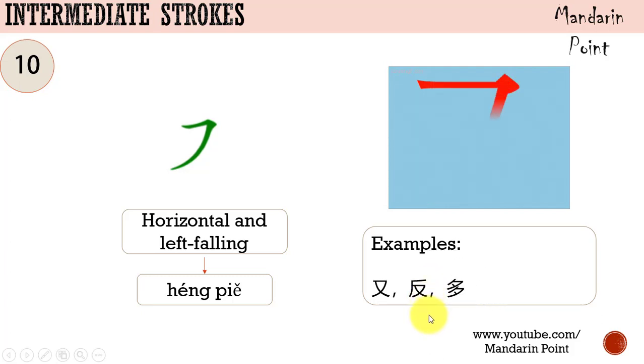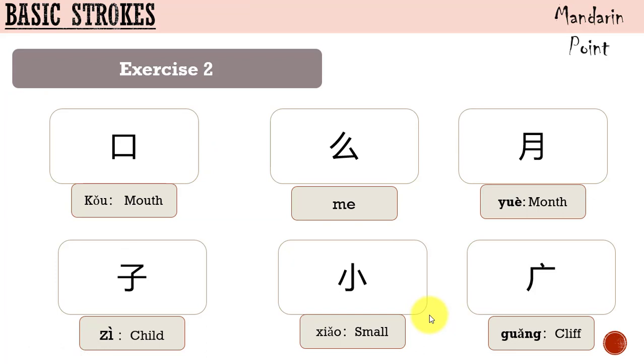Now let's do some exercise. Take your pen and disintegrate all of these characters into their basic strokes, and these are very simple. Just you have to concentrate. So this one is kou, meaning mouth, and this is ma. When we say shenme, it is that me, and this is yue, month, this is guang, cliff, and this is xiao, small, that is zi, child. So please take your time and disintegrate.